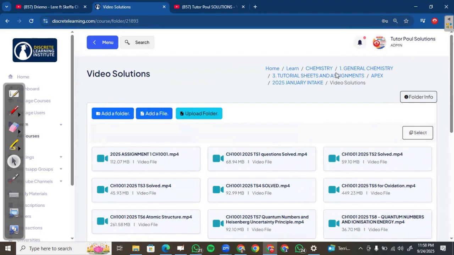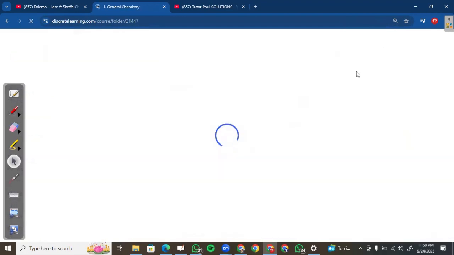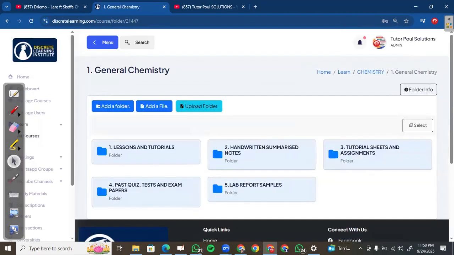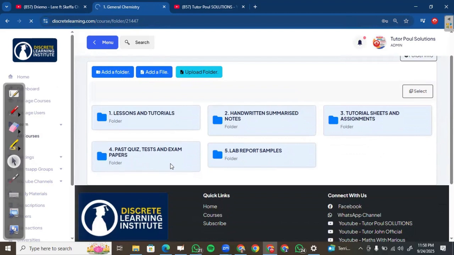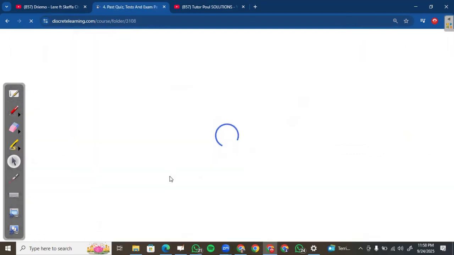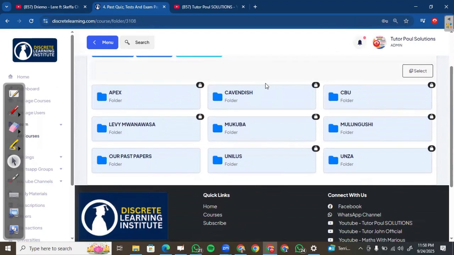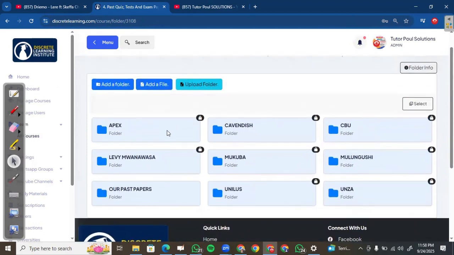And then what if you want some past papers? If you want some past papers, you can still go to general chemistry here, and then just come to the past paper section there. And then you're going to find different universities. If you don't see your university here, just go in this folder where it's written our past papers. But for this one, I'm going to choose Apex.